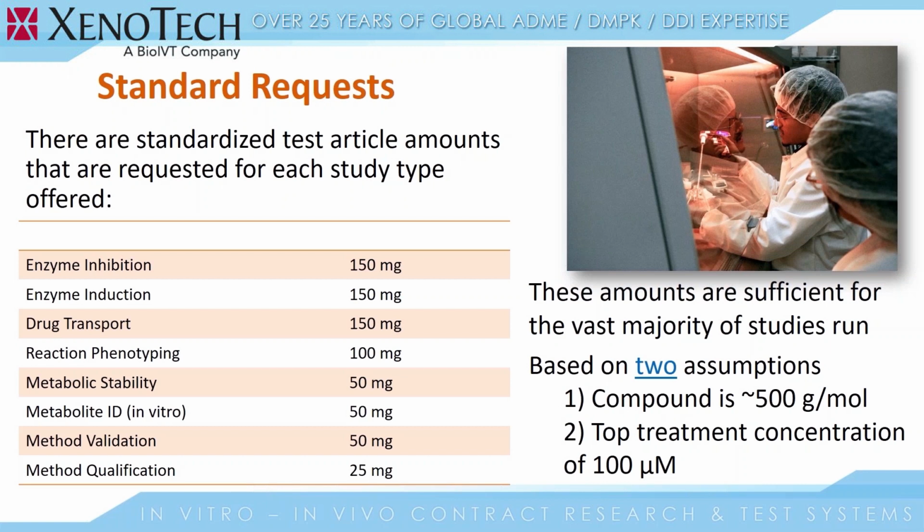These standard requests are based on 2 assumptions. #1, the compound is about 500 grams per mole, which is, in our experience, the size of a typical small molecule. And #2, we're estimating based on a top treatment concentration of 100 micromolar. Obviously, this isn't necessarily true for every type of test article and every study that we run.